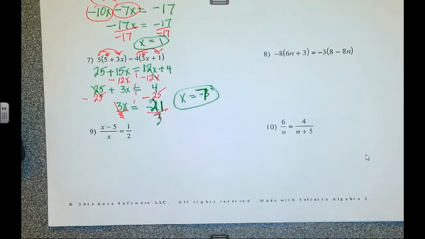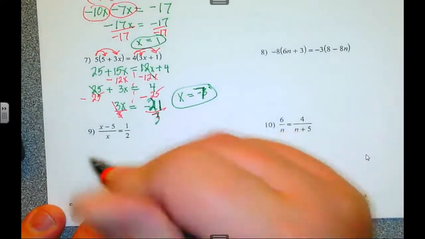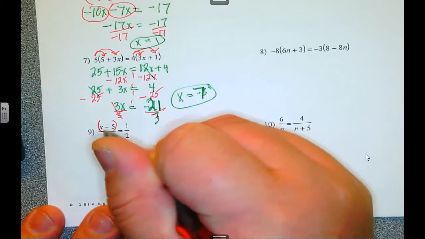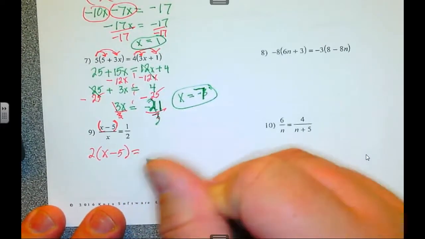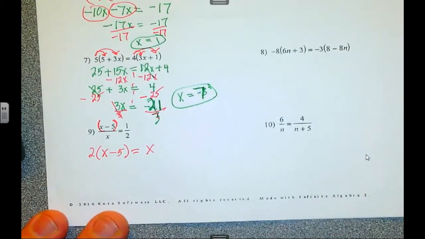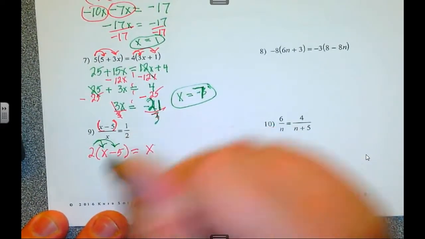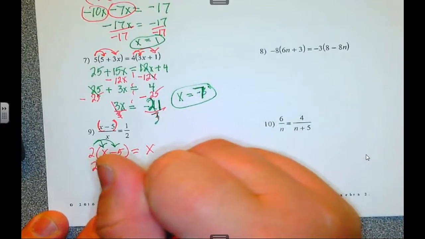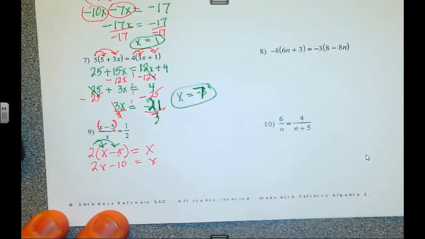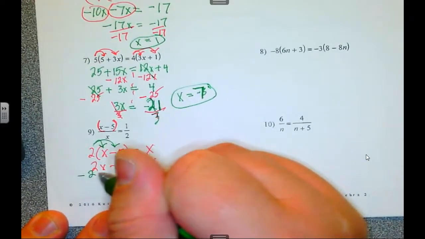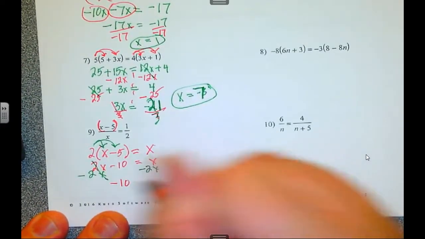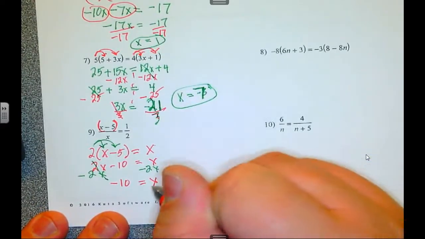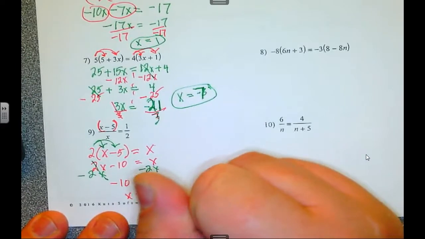Number 9's a proportion. How do I solve it? Cross multiply. Make sure that these are in parentheses. 2 times the quantity x minus 5 equals 1 times x. So I get 2x minus 10. We could subtract 2x this time. Be easier. Negative 10 equals negative x, so x equals 10.